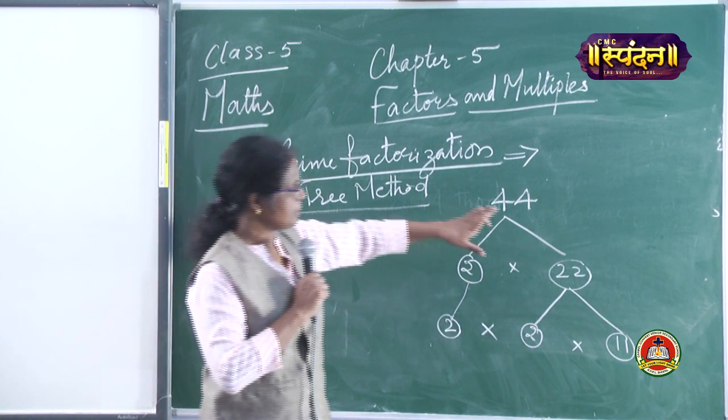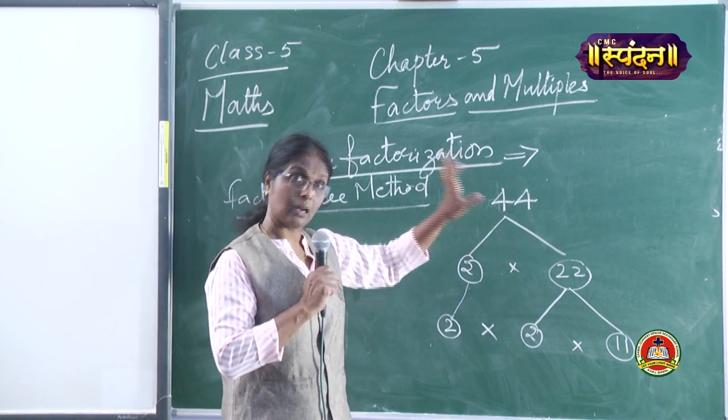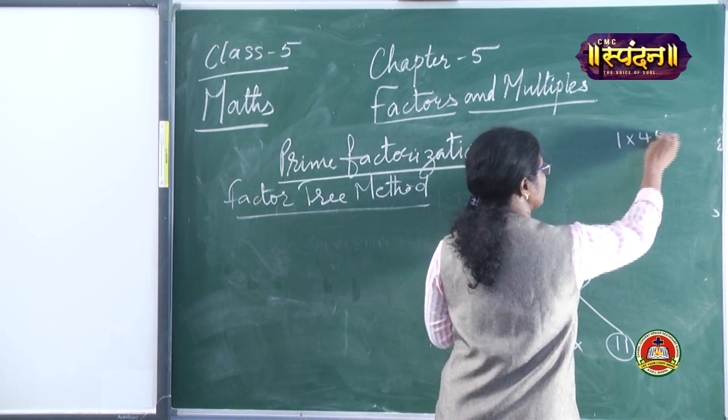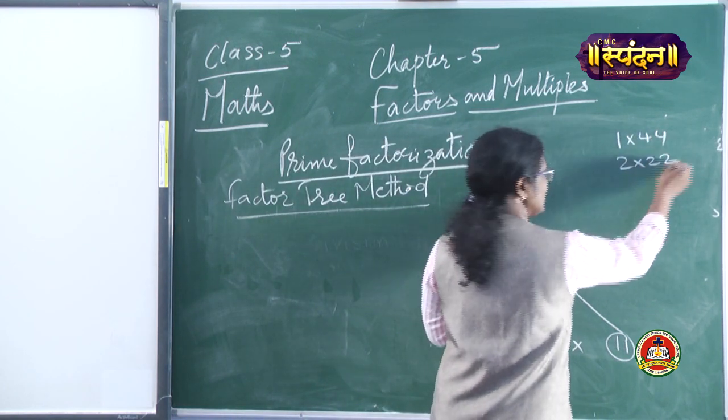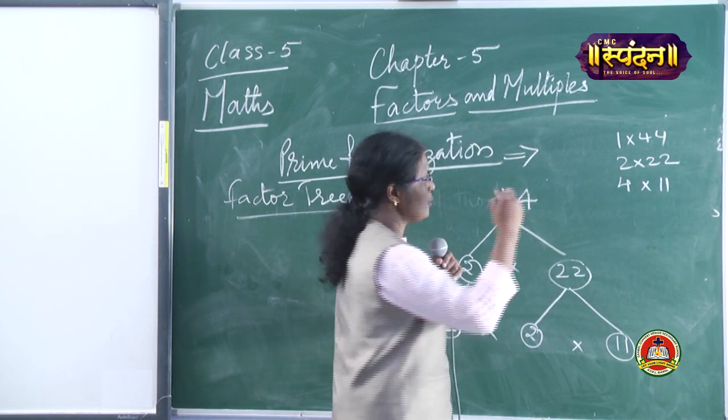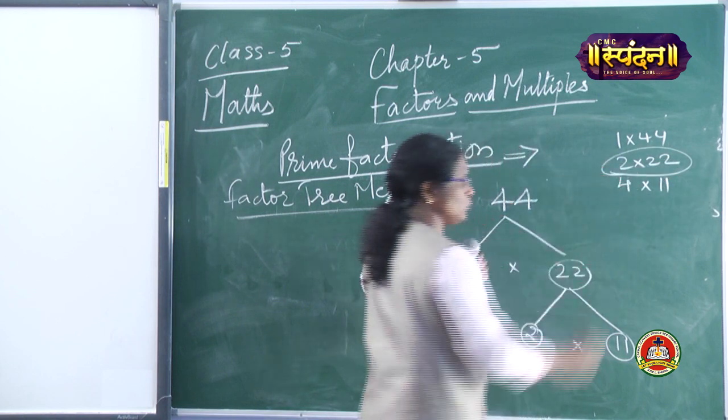Understood? Now what I mean to say is, 44 has many factors. We have seen the factors of 44. 1 into 44 is 44. 2 into 22 is 44. 4 into 11 is also 44. Isn't it? Out of that I have taken this 2 into 22.